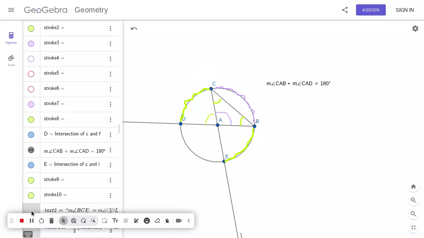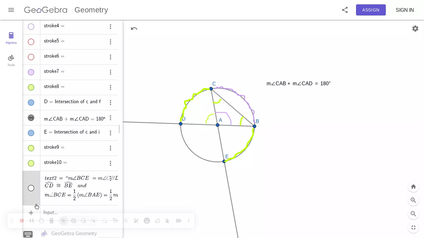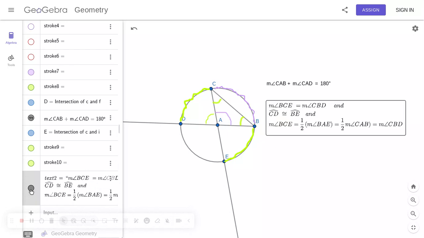And since we know that the two arcs are actually congruent, we know that the measure of angle BCE right up here is equal to the measure of angle CBD for a lot of reasons. We know that arc CD is congruent to arc BE, primarily because of vertical angles. And based on our content knowledge, we know that this angle here at B is half of the arc CD. And also, this angle here at C is half of the same arc.